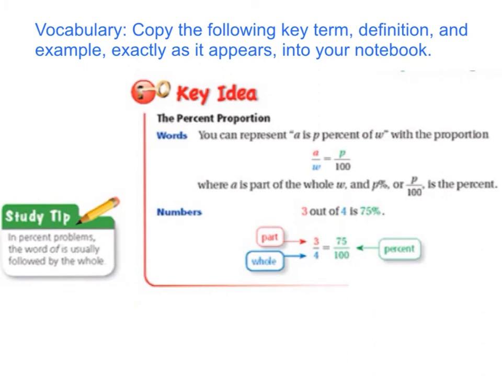Copy the following key term, definition, and example exactly as it appears into your notebook. The percent proportion. You can represent A is P percent of W with the proportion A over W equals P over 100, where A is part of the whole and P percent or P over 100 is the percent. So an example is 3 out of 4 is 75%. So 3 is equal to A, 4 is equal to W, and 75 is equal to P.